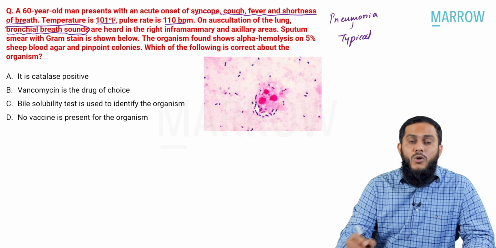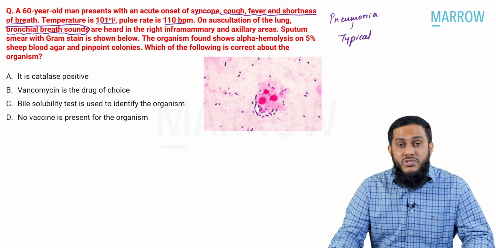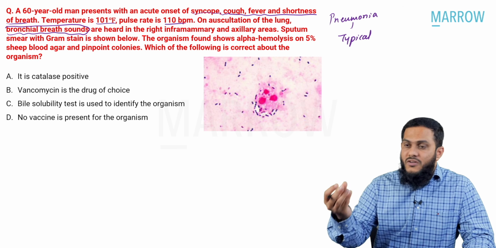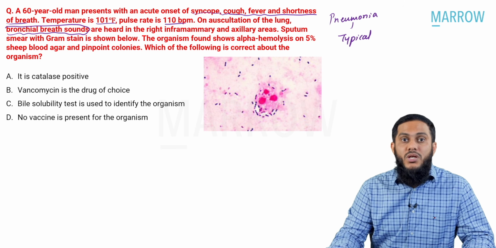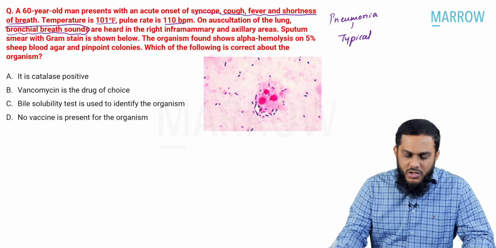See, first you have to understand how to approach the question, what the examiner is trying to tell. With shortness of breath, the examiner is telling there is infection in the lung. And with bronchial breath sounds, the examiner is telling that alveoli are filled with fluids, that is consolidation, which goes in favor of typical pneumonia, lobar pneumonia. Sputum smear with gram stain showed in the image.